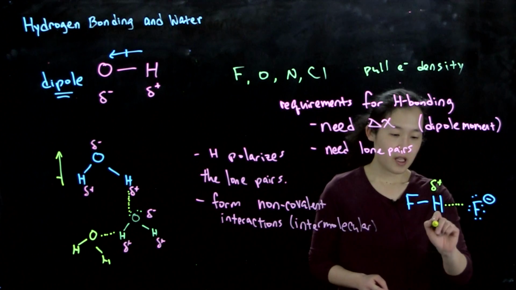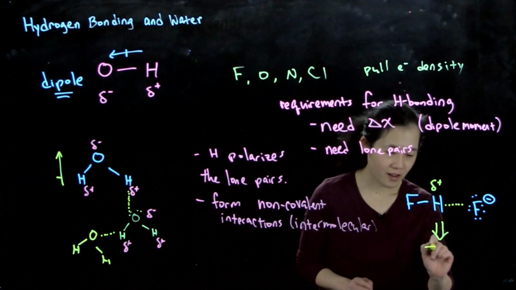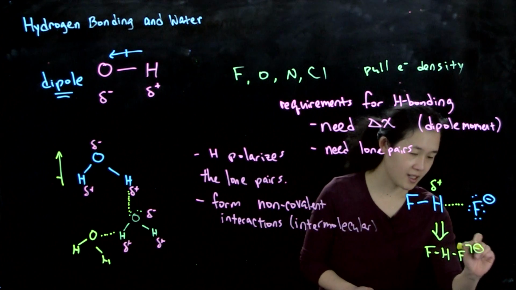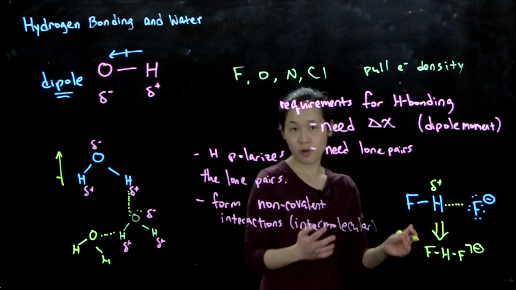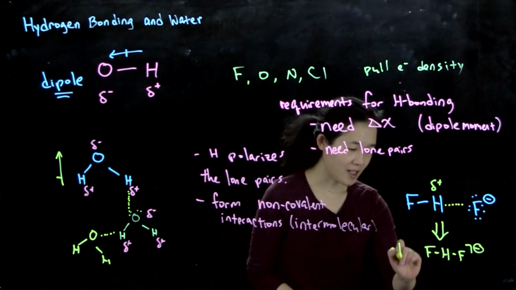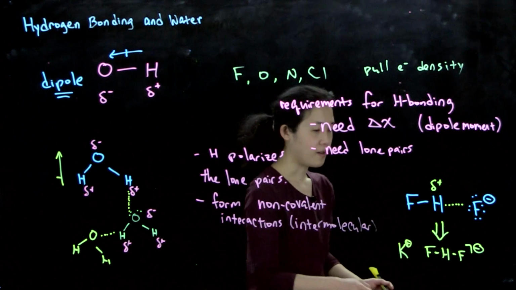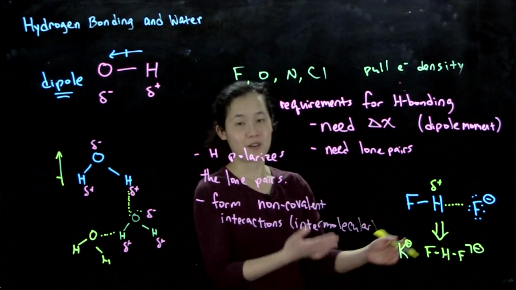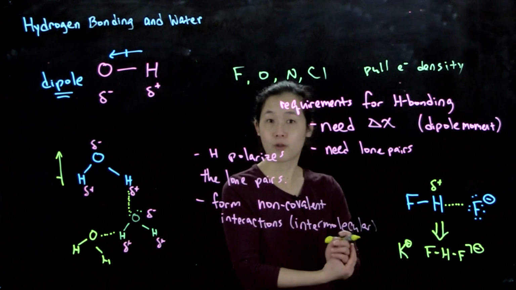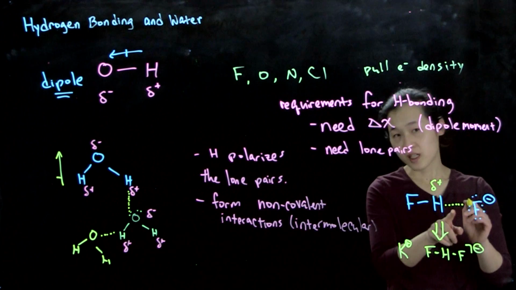And so we can actually isolate a salt of FHF minus. This is a stable anion, this pair together. We can get the potassium salts of that, and you can isolate it and use it. So this is an example of such strong hydrogen bonding that you can even consider this a 3-center 4-electron bond rather than just a pure weak non-covalent interaction.